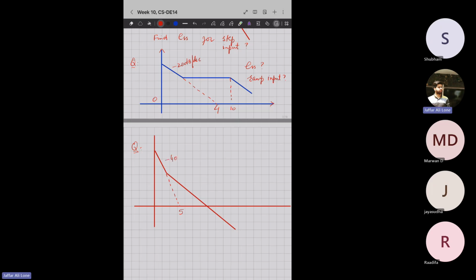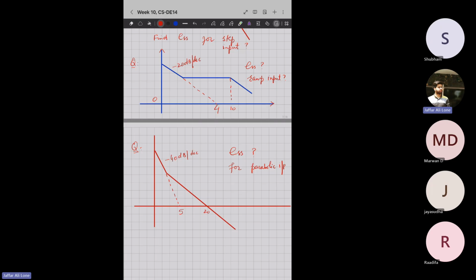Minus 40 dB per decade. Anything 20. Find steady state error for parabolic input. So I'm saying unit, the magnitude has to be unit for everything.